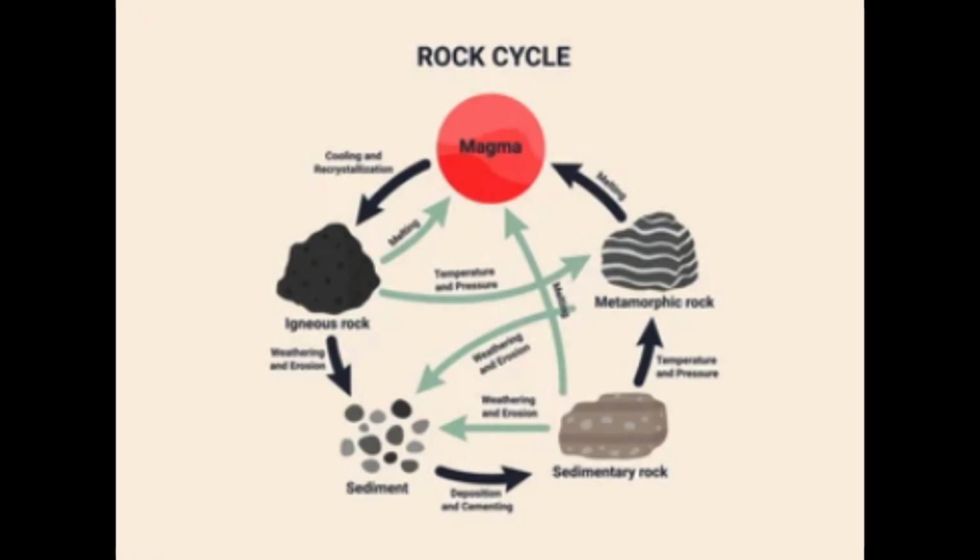Upheaval. This is the process by which rocks are uplifted and exposed to the Earth's surface due to tectonic activity, such as mountain building. These processes occur in a continuous cycle, driven by a variety of physical, chemical, and biological factors. The rock cycle is an important process in the Earth's geology, as it helps to shape the Earth's surface and contributes to the formation of natural resources such as minerals, metals, and fossil fuels.